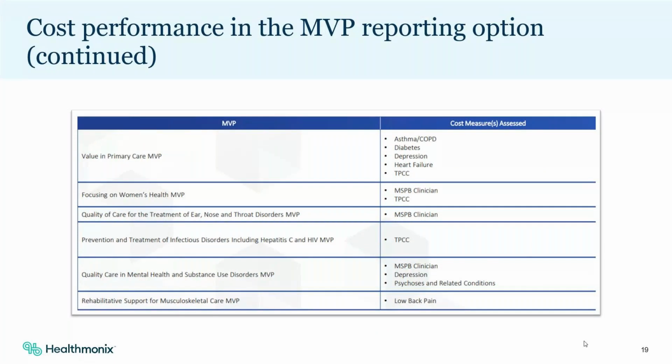And then here's a continuation of those. You can see a lot of them have TPCC or MSPB. As I said, those are the most common. And then some of these more specialty MVPs will only have a more specific measure.